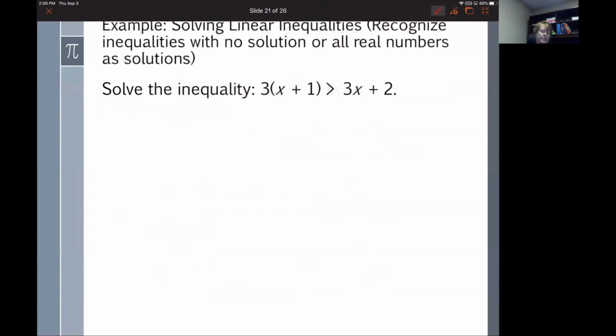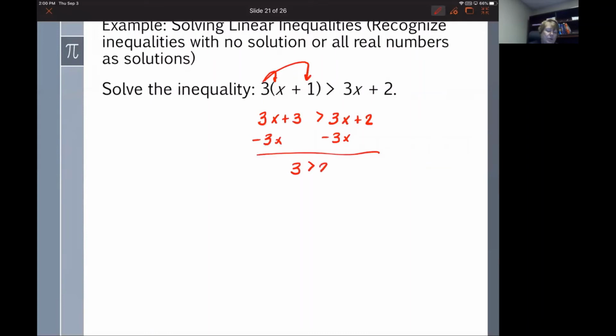All right, let's solve this inequality. This inequality contains some parentheses, so I do need to remove those before I solve it. So I'm going to distribute the 3 across. And I have 3x plus 3 is greater than 3x plus 2. I might subtract 3x from both sides, and I end up with 3 is greater than 2. Yeah, it is. 3 is greater than 2.